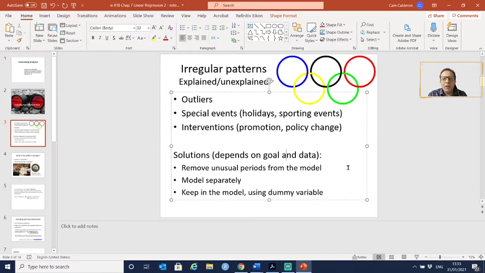We can model as well with dummy variables. Using dummy variables to account for interventions in the economy and special events is sometimes a good way to go. Sometimes when you have numerical interventions, so you know the figures, you are able as well to put them in there rather than using dummy variables with zeros and ones. And I think that these are the solutions for these three problems that we have in here.